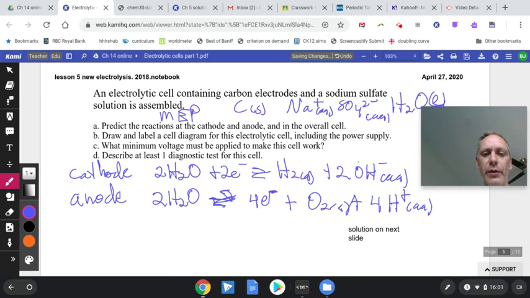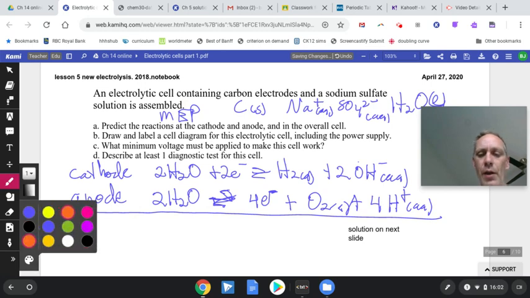Now, predict the reactions and the overall. Okay, so we need the overall reaction. I like this one. It's interesting. Okay, so we're going to switch colors here. 4 electrons lost, 2 gained. So we need to double everything. 4, 4, 2, 4. Okay, now we can add it up.